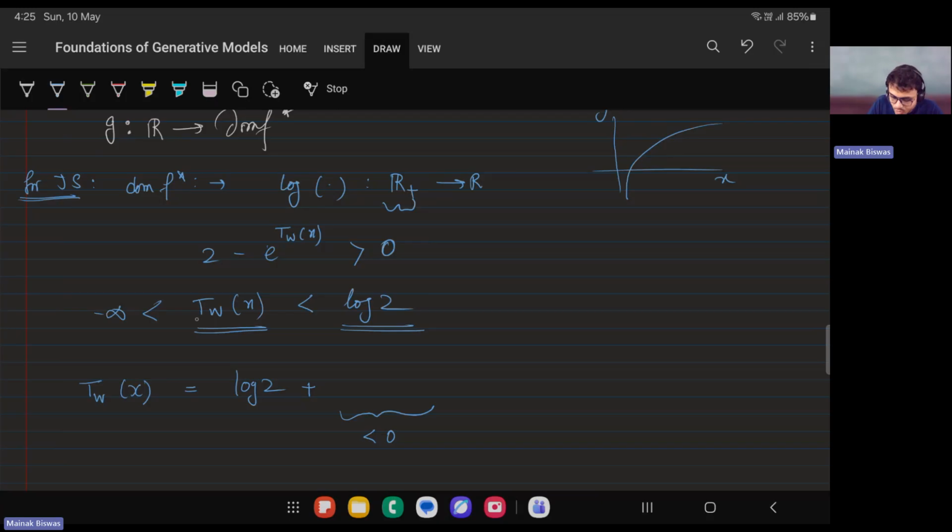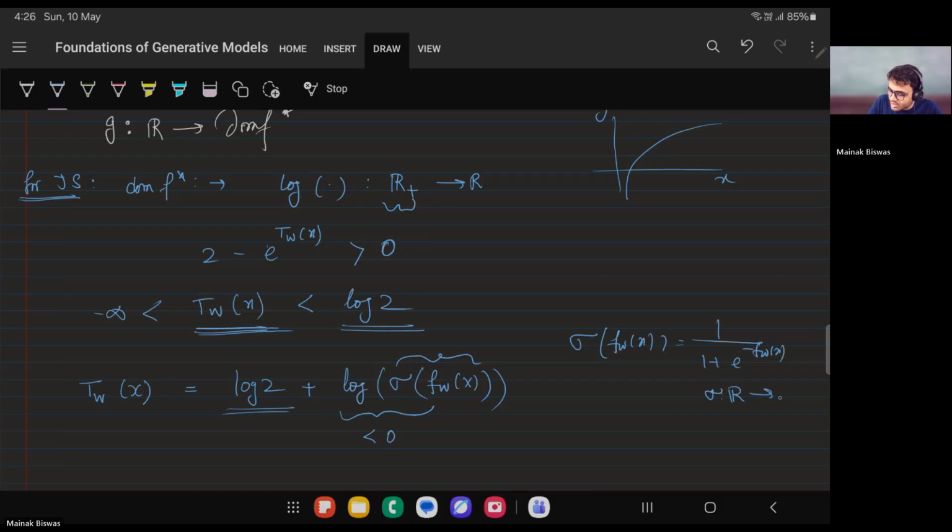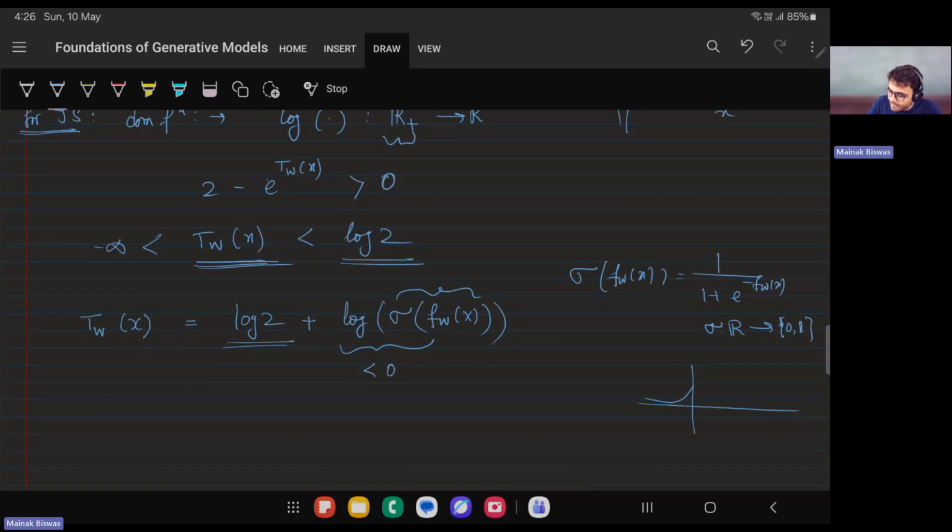Can I write this way? So I have to put tw of x to be less than log 2. So therefore I put the cap of log 2 on the function, and I'm putting a value that is less than 0 on the function itself. So can I put log of the sigmoid function of some neural network? This sigmoid of fw of x is defined by 1 over 1 plus e to the power minus fw of x, which takes in a value from R and outputs between 0 and 1. We know that it outputs a probability, right? So this is my sigmoid function.